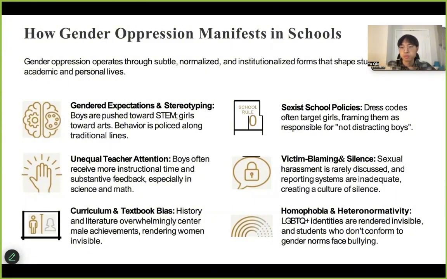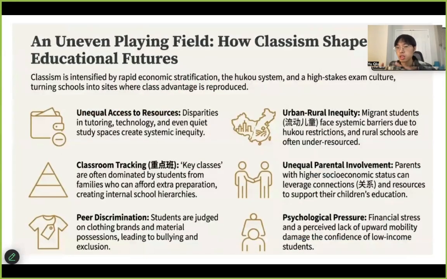Another oppression prevalent in China is classism. And I'm going to talk about how classism shapes education futures. Classism is intensified by the rapid economic stratification in China and the Hukou system. Hukou means the household registration, and the high-stakes exam culture turns schools into sites where class advantage is reproduced.